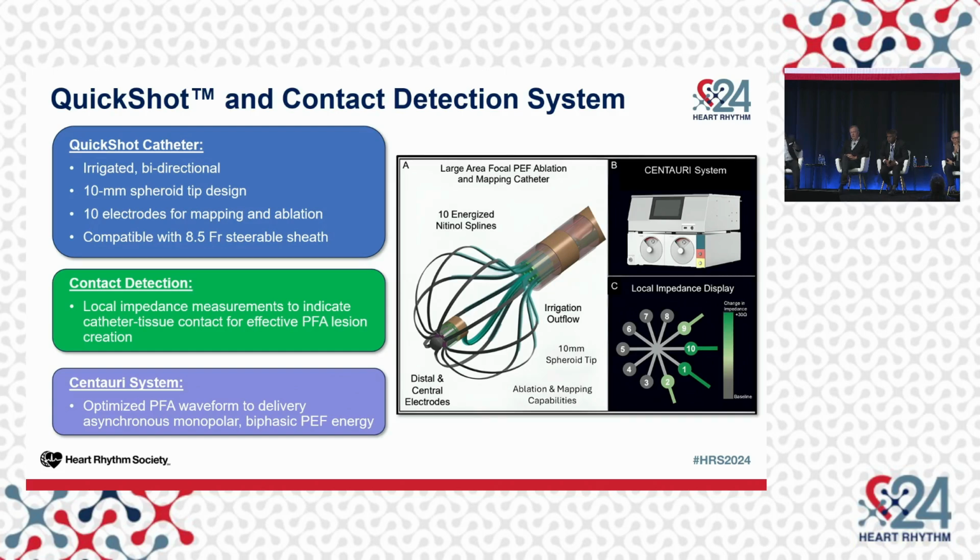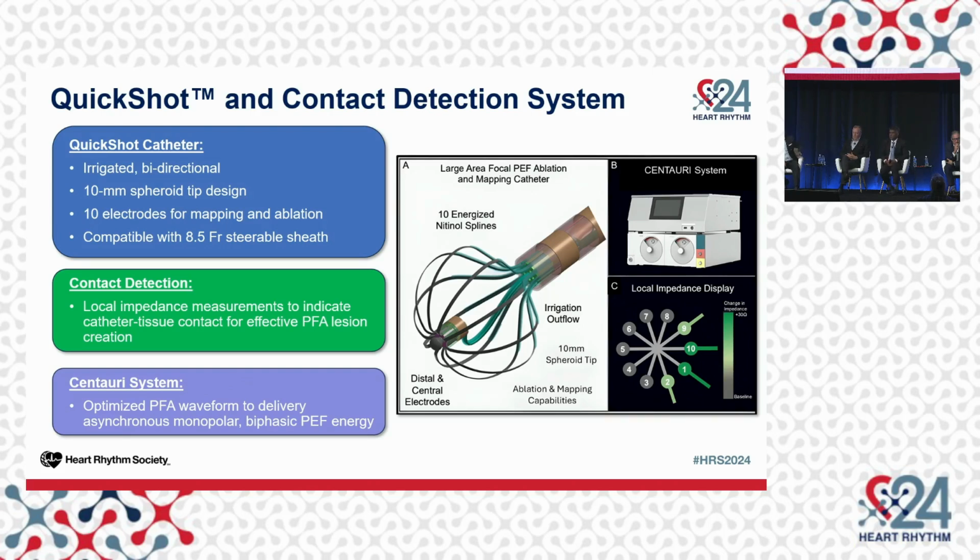This can go through an 8.5 French sheath. And the unique aspects that we studied, as we talked about, is how do you gauge contact? Because we are learning that you need to have some level of contact and not electroporate in blood. And can we gauge better contact versus less contact and how much of a difference it makes?